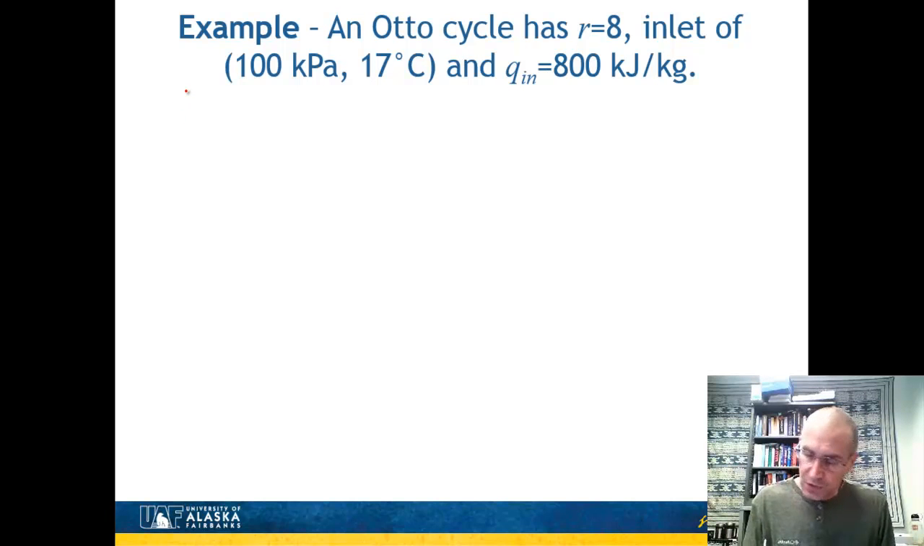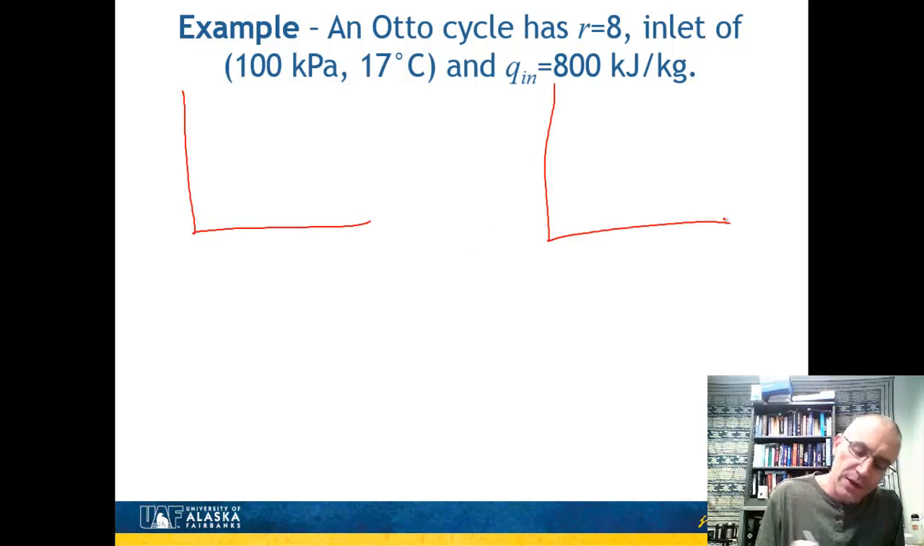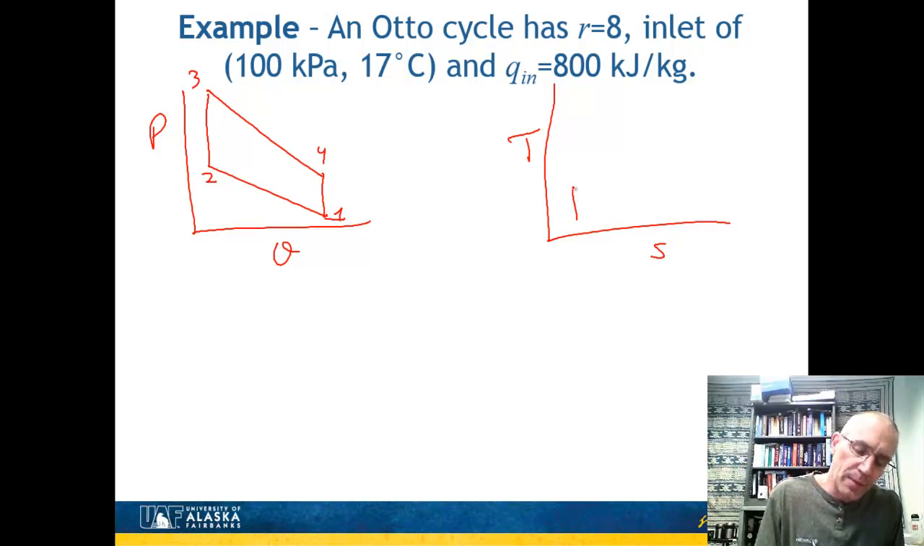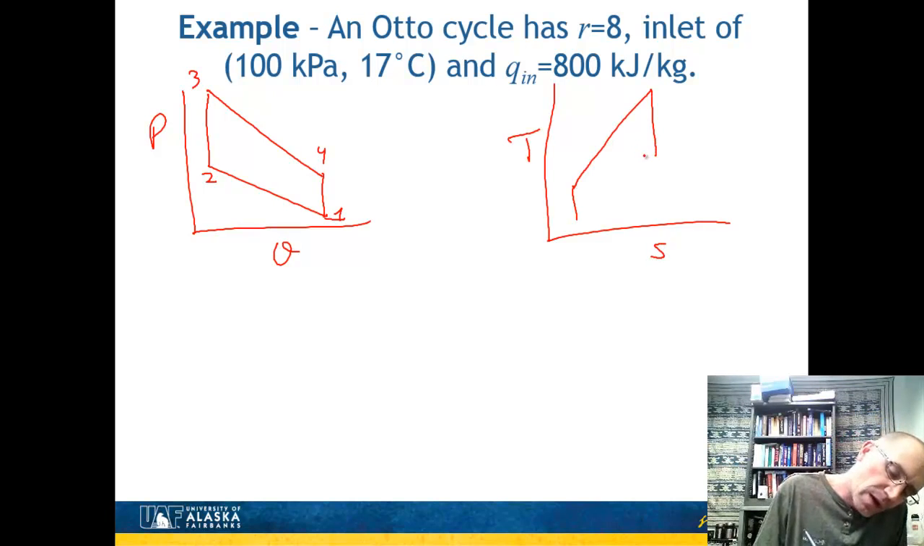So the first thing I like to do when I solve these problems is draw out both the PV diagram and the TS diagram. So let's draw the PV diagram first. And remember, it looks like this for the Otto cycle. This would be point 1, 2, 3, and 4. And then we'll draw the TS diagram as well. And it looks like that for the ideal cycle. This is point 1, 2, 3, and 4.